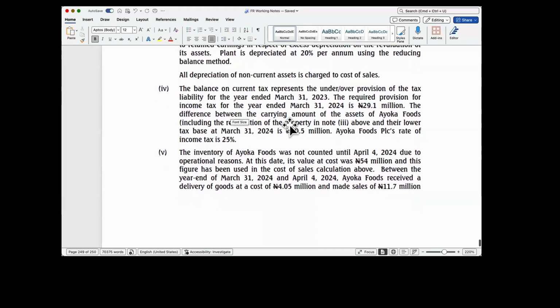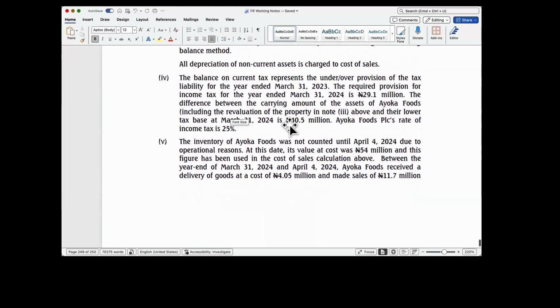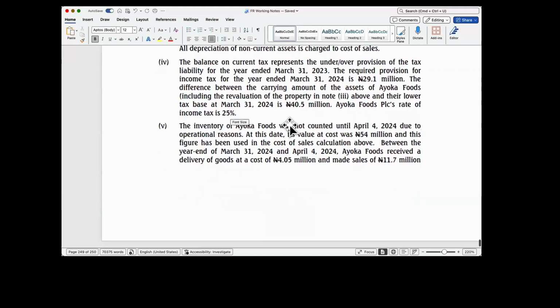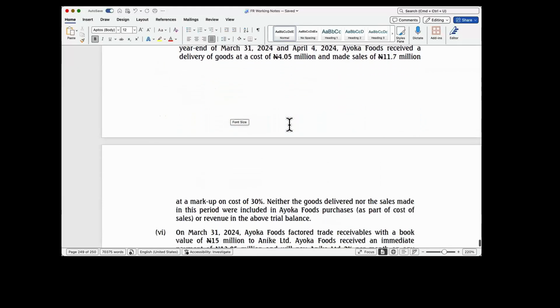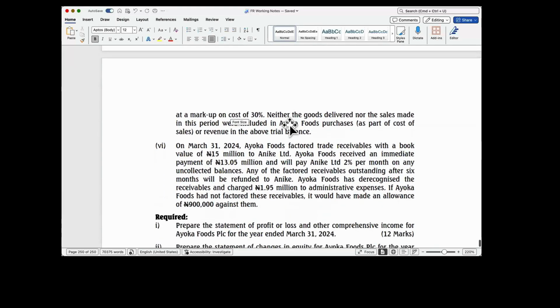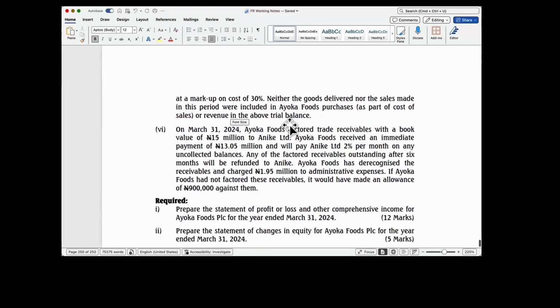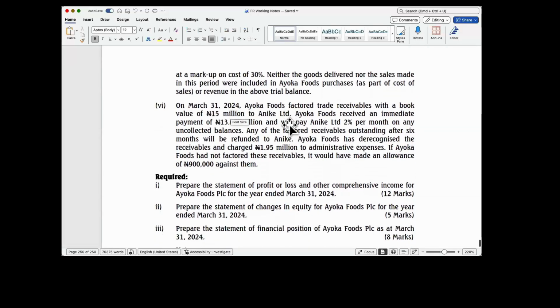The inventory of Ayoka Foods was not counted until April 1st, 2024 due to operational reasons. At this date, its value at cost was 54 million, and this figure has been used in the cost of sales calculation above. Between the year end of March 31st, 2024 and April 4, 2024, Ayoka Foods received a delivery of goods at the cost of 405 million and made sales of 11.7 million at a markup on cost of 30%. Neither the goods delivered nor the sales made in this period were included in Ayoka Foods purchases as part of cost of sales or revenue in the above trial balance.